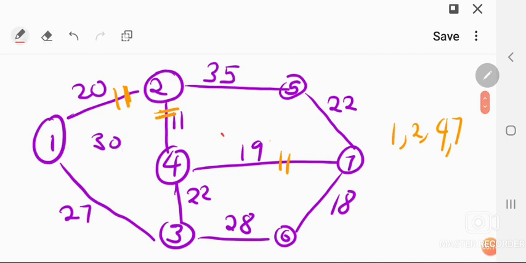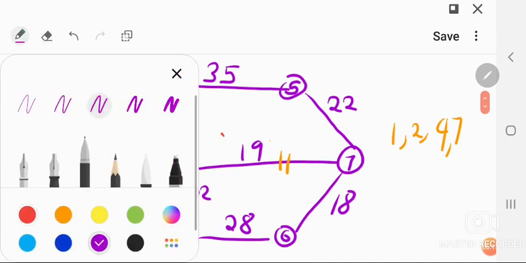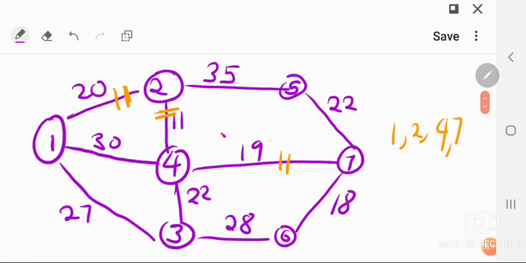So just a minute, I just have to retain what I've just erased. So let's get back to what we're doing now. So that route is gone.